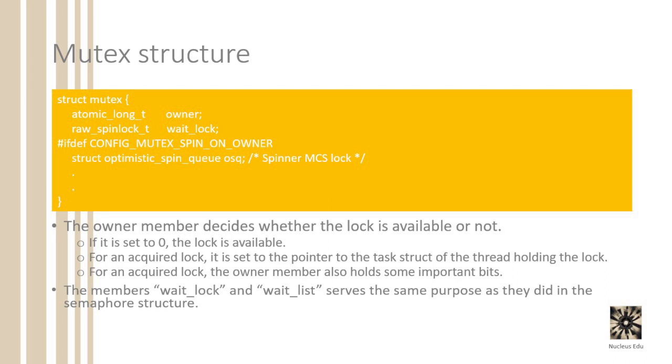Right, so the next member, wait_lock and wait_list, serves the same purpose as in the semaphore structure that we discussed in the previous video, where the tasks which are waiting for the mutex get added to this wait_list. The list manipulation happens while this wait_lock is held, just to make sure that concurrent access to this list is safe.